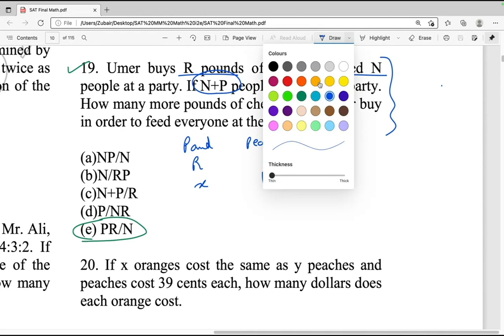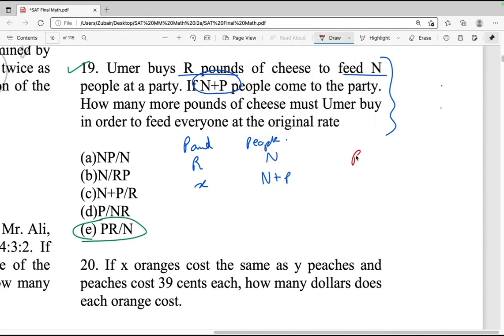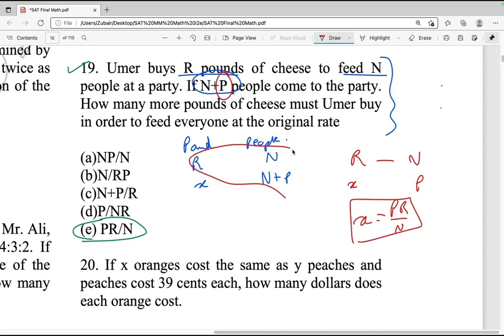We can clearly see how many extra people are coming. For R pound for N people, there are P more. So P and X. So PR over N is the extra amount of cheese we need. So he's actually finding the total amount of cheese, then subtracting the previous R pound, and then getting E. So that is just going to cost him time.